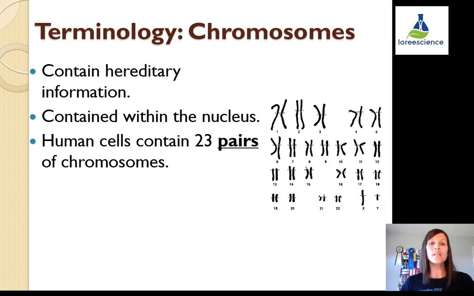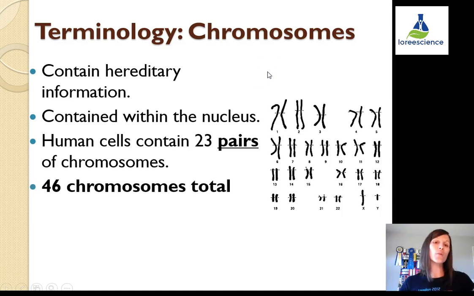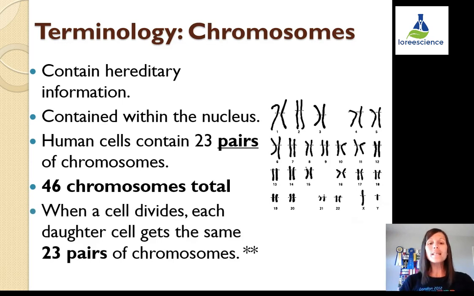And in terms of human cells, we have 23 pairs of chromosomes. You would have received one set from your mother, one set from your father. So those pair up. So you have 2 copies of all of that hereditary information, one from a biological mother, one from a biological father. So in total, we actually have 46 chromosomes, but 23 pairs. When a cell is going to divide, each daughter cell or new cell will also have 23 pairs of chromosomes. They need all of the genetic information in order to survive and be a viable cell.